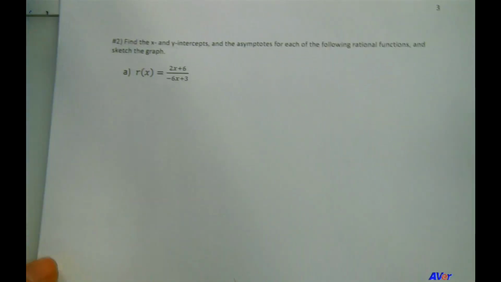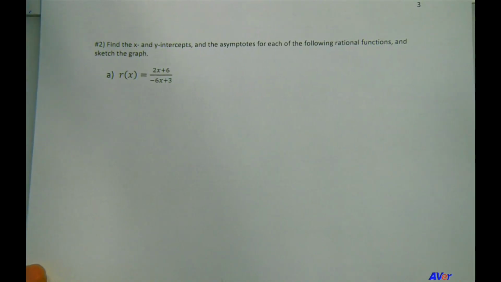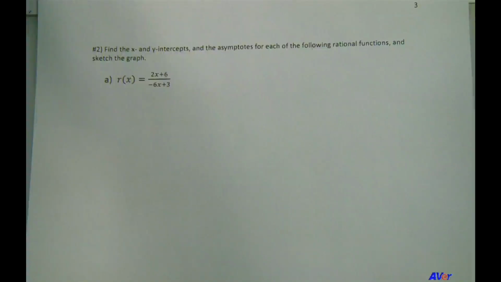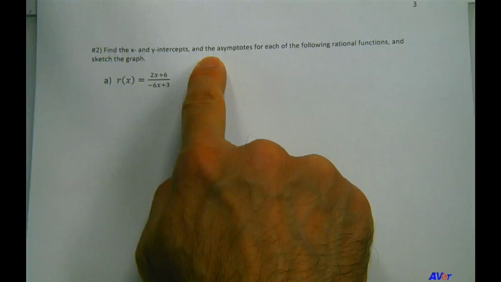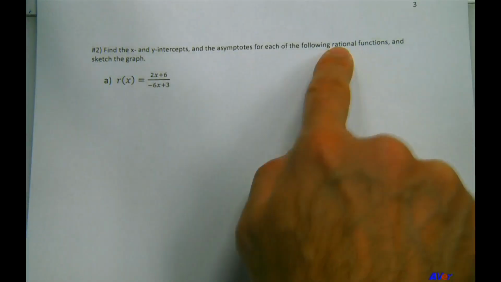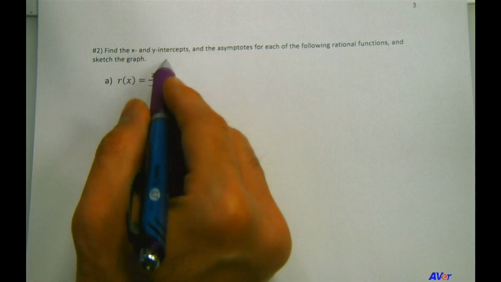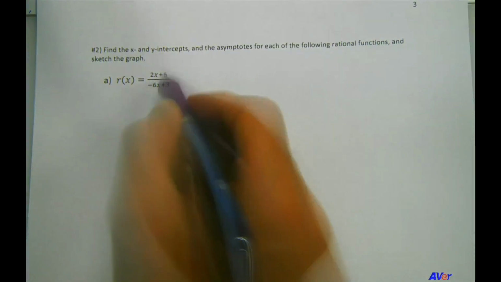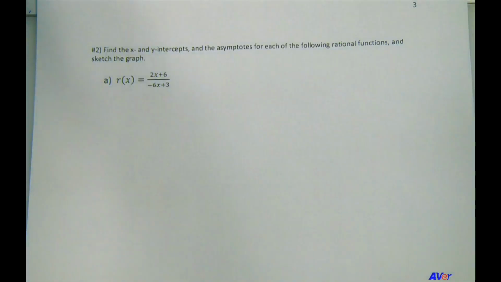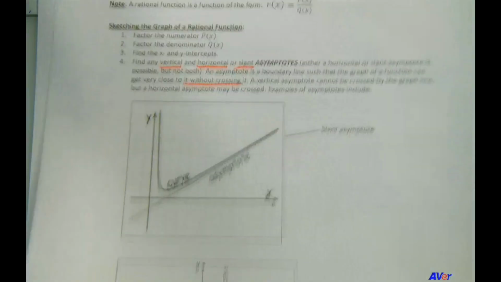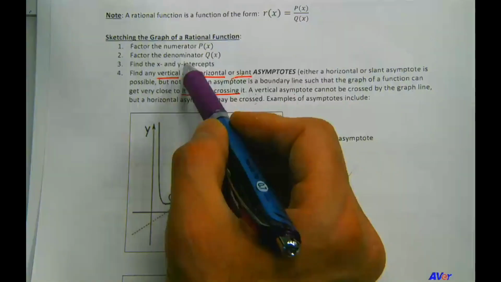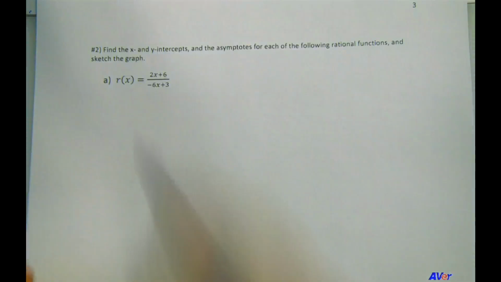Okay, now here, in this example number 2, they're asking us to do the whole thing. They're asking us to find the x and y intercepts, the asymptotes, and graph the whole thing. Okay, wonderful. We're going to do all that, in the order they ask us. First of all, remember that first page, where the procedure to graph was to factor the numerator, factor the denominator, and then find the x and y intercepts? In this case, we don't need to factor, right?